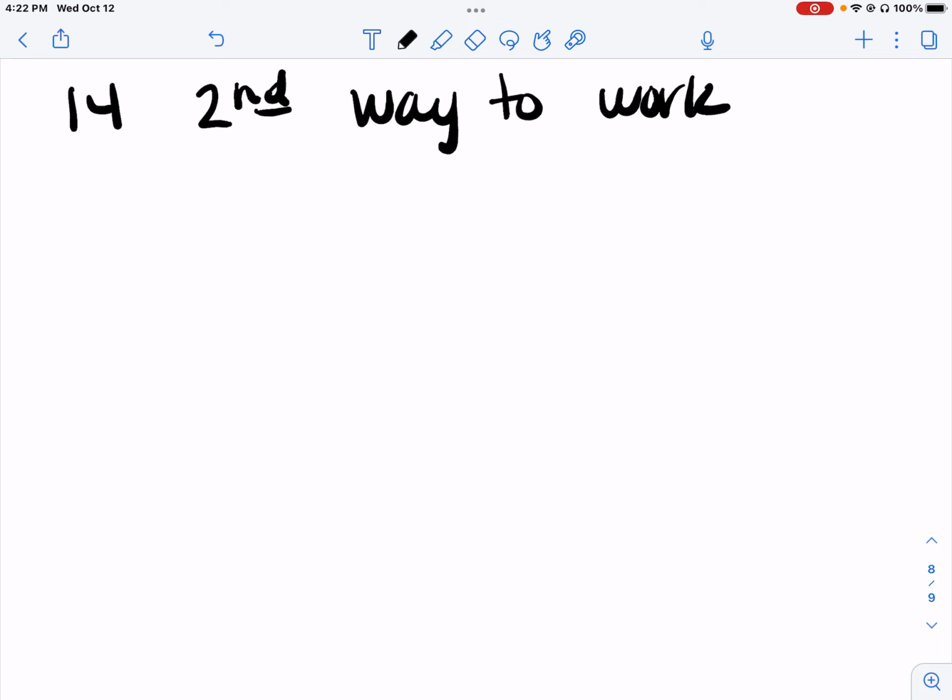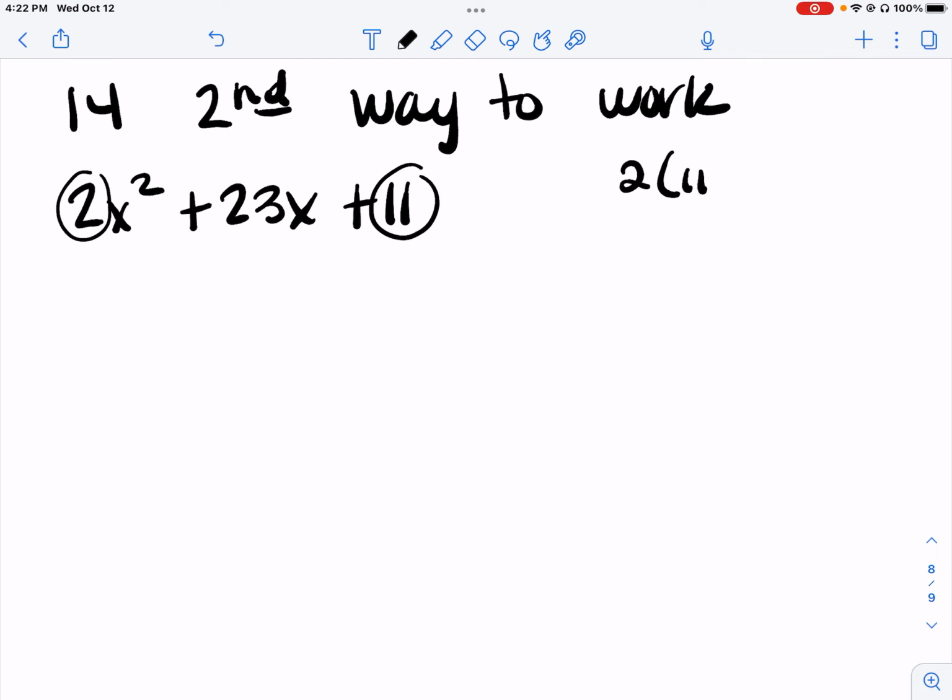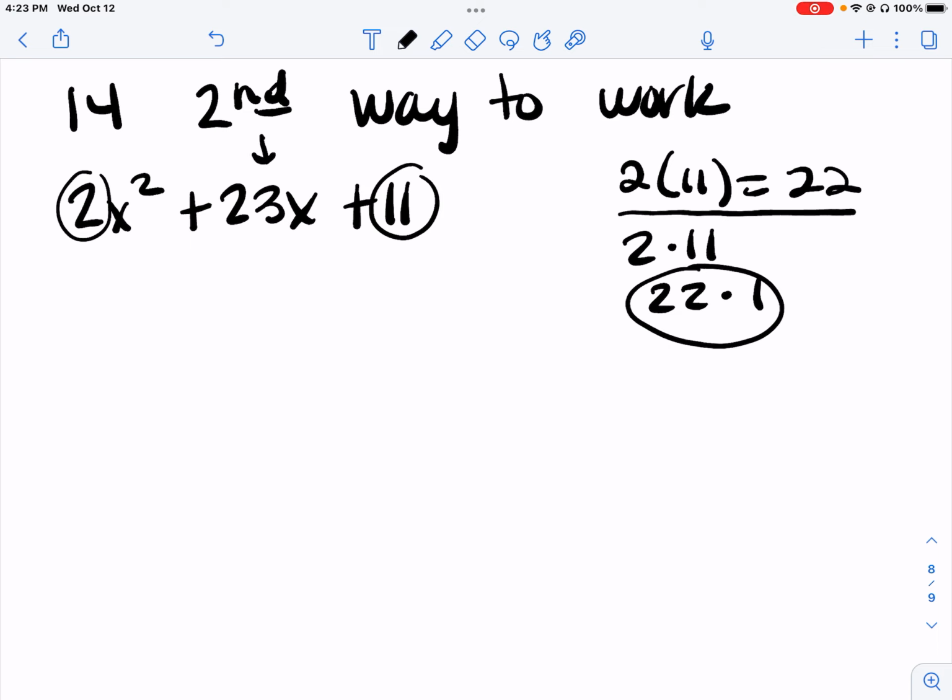Another way to work it is to make it a grouping problem. Okay, a second way to work this. You say 2 times 11 is 22, and then you write the ways that multiply to 22. So 2 times 11, 22 times 1. Now we want what adds to that middle, so that's going to be 22 and 1.